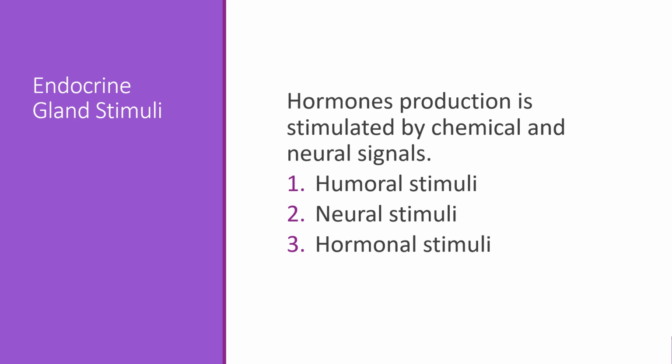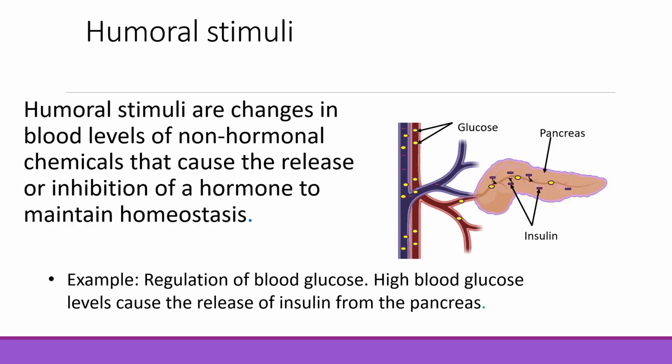Another way that the amount of hormone that you have is controlled, if it's not through positive feedback or negative feedback, is through endocrine gland stimuli. So hormone production is stimulated by chemical and neural signals. There is humoral stimuli, neural stimuli, and hormonal stimuli, and I'm going to talk about each of these.